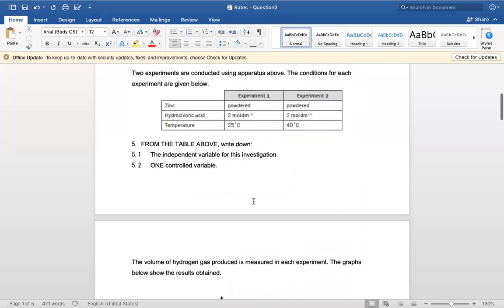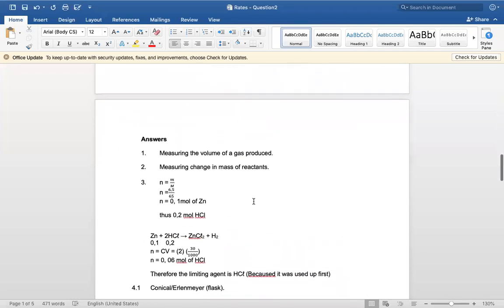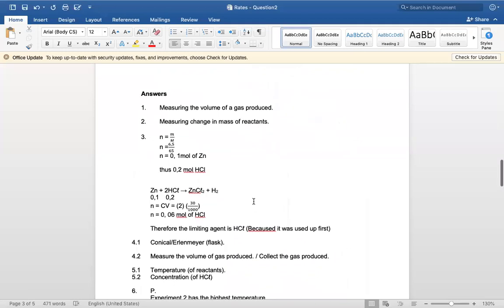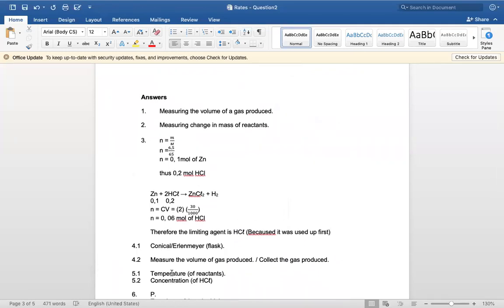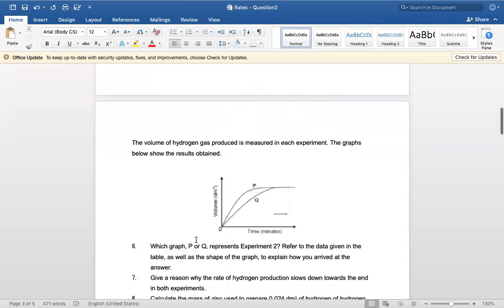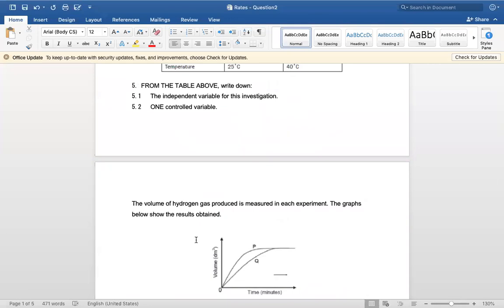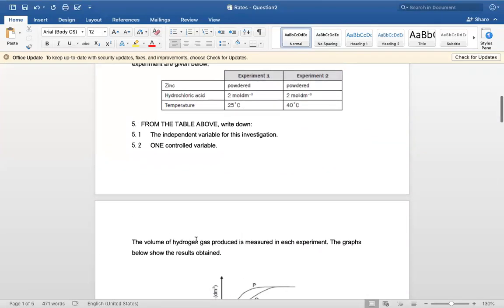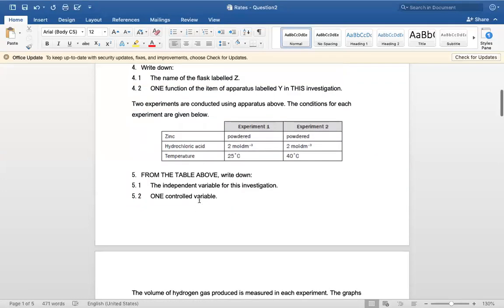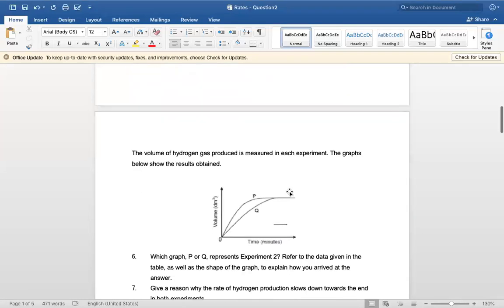All right. So let's see what it says here. 5.2: temperature of the reactants. All right. 5.1. What's the question? From the table, the independent variable. The independent variable is what I change. If you're looking at two experiments, the independent variable would be what you change. So what did you change? In experiment 1 it is 25, and 40 will be experiment 2. So what did you change? You changed the temperature.